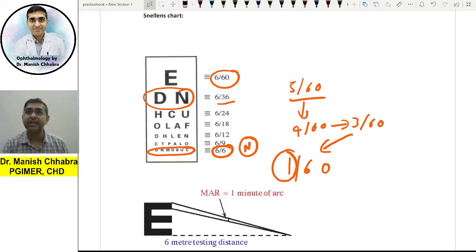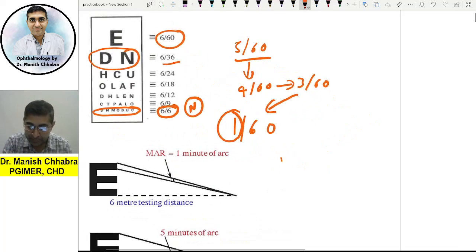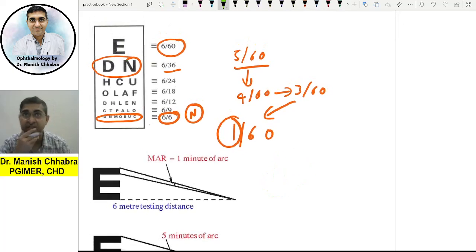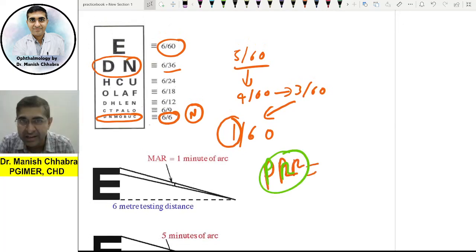And in the end, if the patient is not able to tell even the waving hand, you will start projecting the light from different directions: superiorly, temporally, nasally, inferiorly, and you will ask the patient from where the light is coming. That is known as PR, projection of rays. If the patient is not even able to tell from where the light is coming, at least then you will go on to do PL. PL is perception of light.